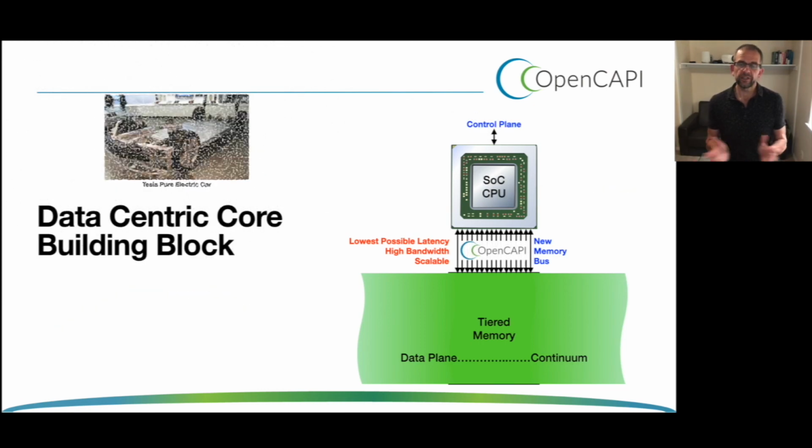So pulling that all together, we get this data-centric core building block, a really clean slate when we look at data-centric purely and don't worry about legacy. A bit like an electric car, it looks really pure. And OpenCAPI is that new memory bus. It offers this lowest possible latency, high bandwidth, and is very scalable.